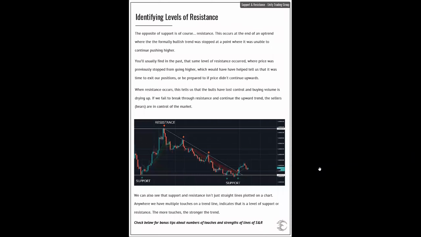So check below for more bonus tips about the number of touches and the strength of the lines of support and resistance. I kind of just touched on that, and I'll give you the heads up now. The more touches, the stronger the trend. We want to see 2 touches to tell us that there's a point of support or resistance, and 3 to really confirm it.